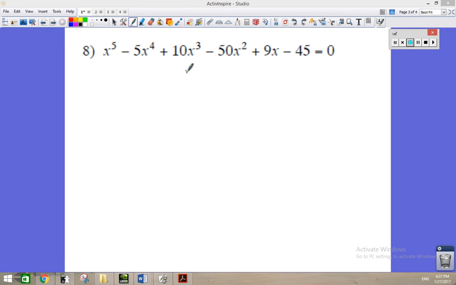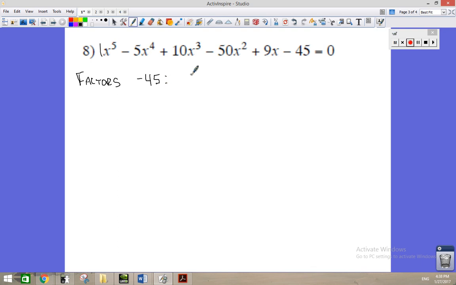Boy, we've got a fifth degree. Is it in standard form? 5, 4, 3, 2, 1, constant term. With this being 1 and 5, I don't see any number that divides all of these, so there's no greatest common factor. I'm ready to look at the factors of my constant term, the factors of negative 45.